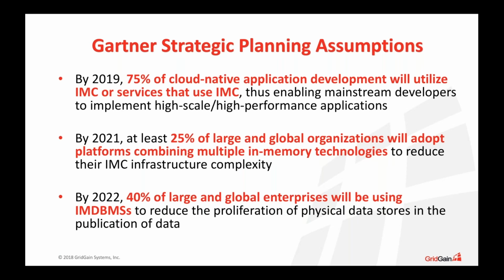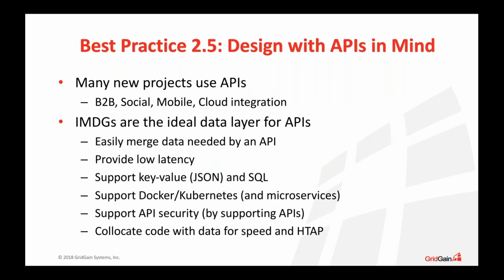So here's the next best practice. Design with those APIs in mind. Most of the new projects we're talking about use APIs, whether it's B2B integration, digesting social data, building mobile apps, integrating with SaaS. In-memory data grids are ideal for APIs. You can merge the data that's needed for the API really reasonably well. It doesn't take a lot of effort. You can deliver the speed and scale they're asking for.